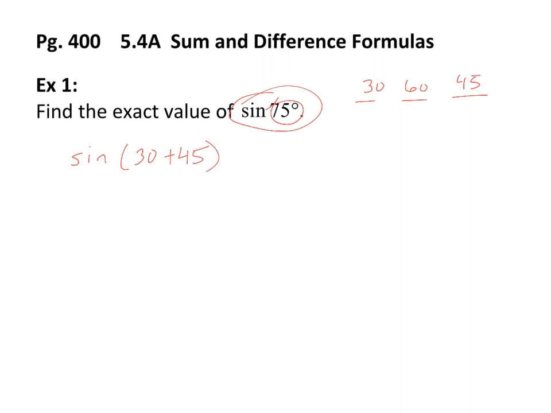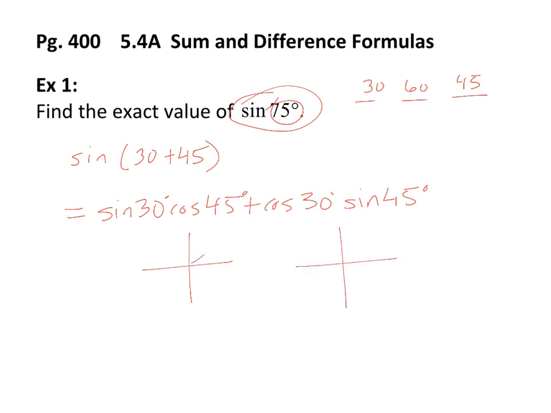All right, so now we're going to apply our sine sum formula. And so this is equivalent to sine of 30 times the cosine of 45 plus cosine of 30, I should say degrees, and sine of 45 degrees. Okay? And now all we have to do is construct triangles based on these angle measurements, and we could simplify this whole expression.